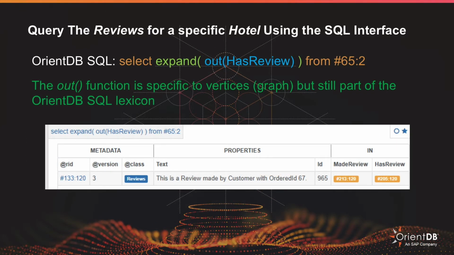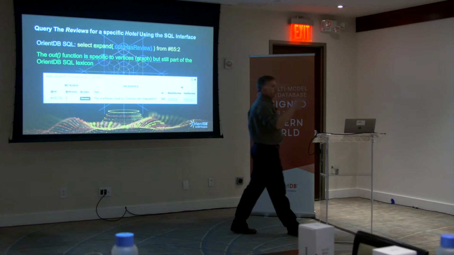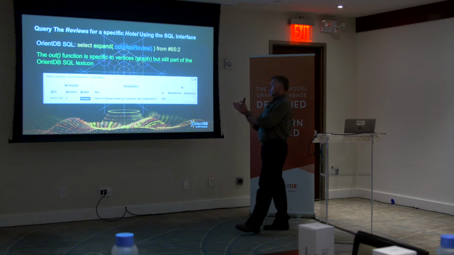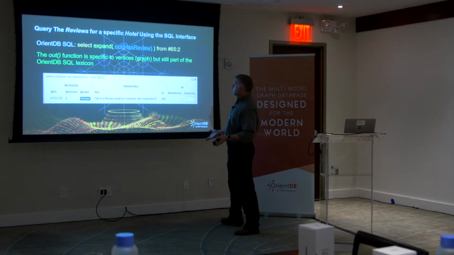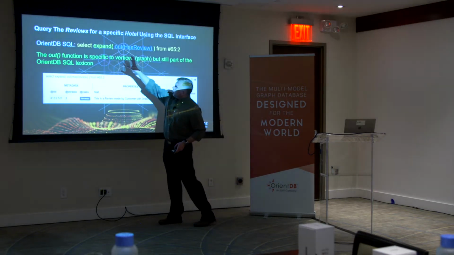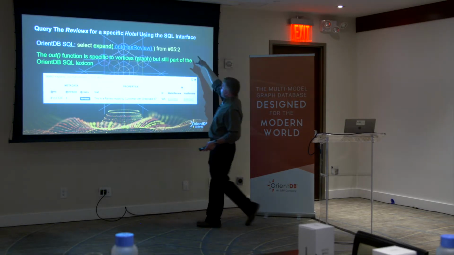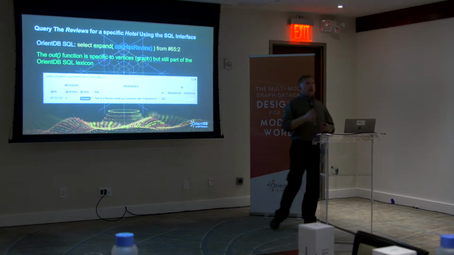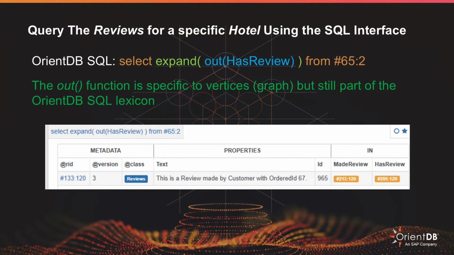We can extend SQL, which we've done, and so we've added this out HasReview, which just means we're going to do an out traversal. If you don't know graph theory, that's fine. We're just doing a traversal. It just means we're walking out one of the edges of the vertex. What this illustrates is that we have a SQL interface that we've extended, but by using it, you can still access the multiple models at the same time. It could be key value, you could use it. It could be document, you could use it. It could be any vertex or edge and still use it.